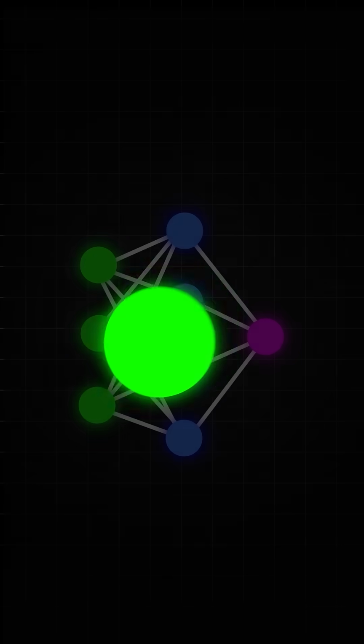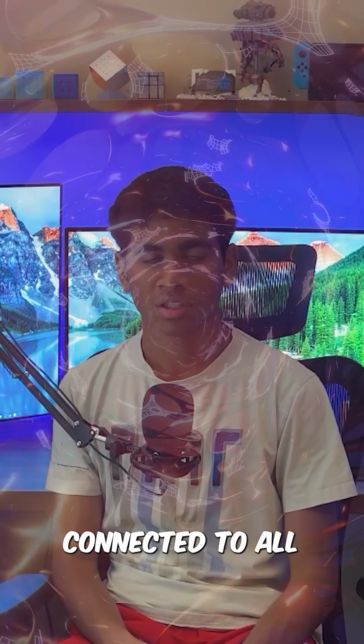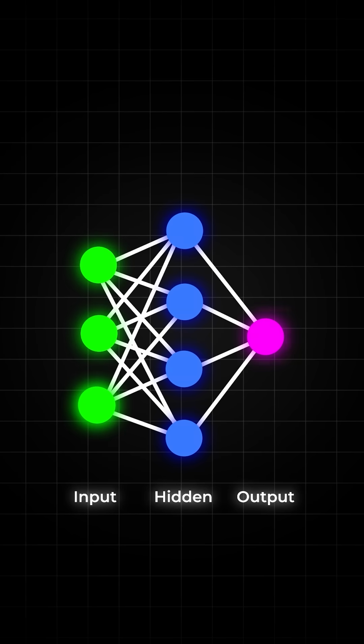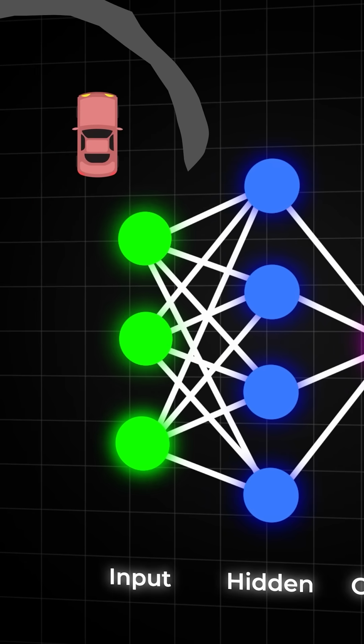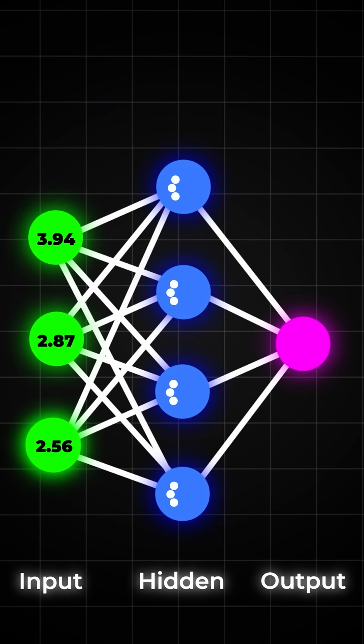The smallest unit is a perceptron, which holds a number. Perceptrons form the input, hidden, and output layers, with every perceptron in one layer connected to all the perceptrons in the next. Here, the input layer takes three values, distances to the nearest wall at different angles. The hidden layer processes them, and the output layer, a single perceptron, returns the angle the car should turn at.